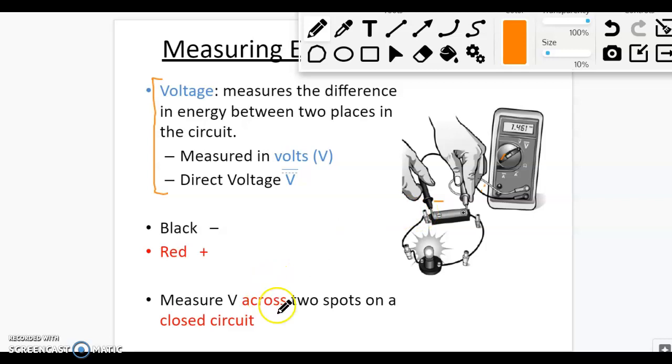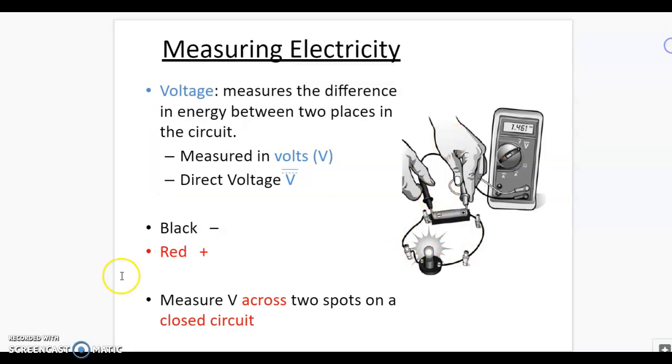And many times when we do our labs, they'll ask you to measure across something. When we say we're measuring across something, it's really just talking about the two spots on either side. So it's measuring voltage across a battery, the two sides of the battery. Across a light bulb means both sides of the light bulb. Okay, and that's kind of it. Sweet. So that's measuring voltage.